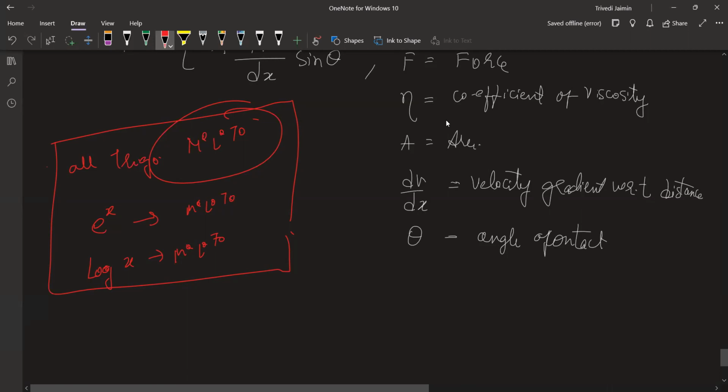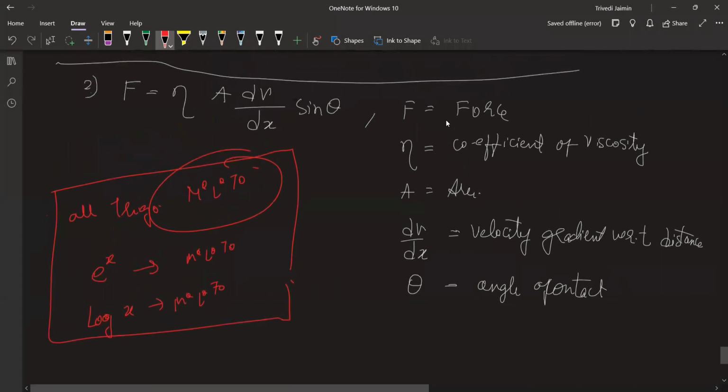So did you find the coefficient of viscosity? It's in the 11th number if you can't find it. It's M1 L minus 1 T minus 1. Yes. If you can't find it, it's number 11 in our list.